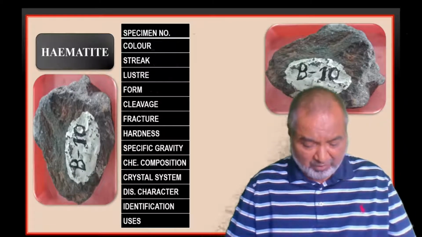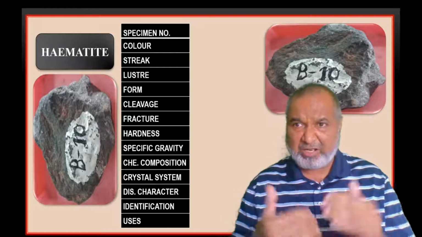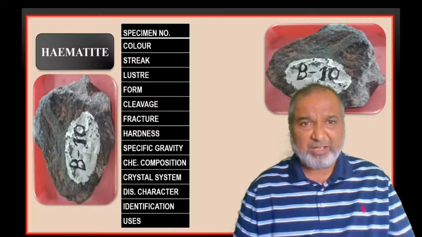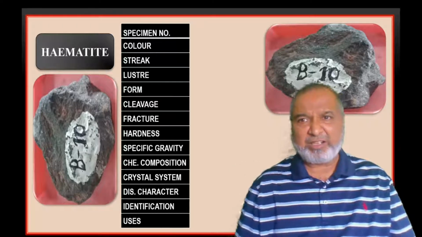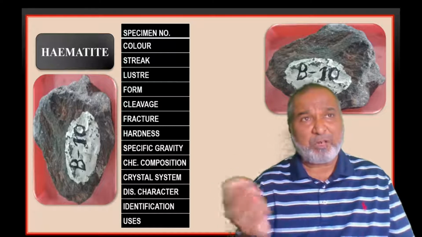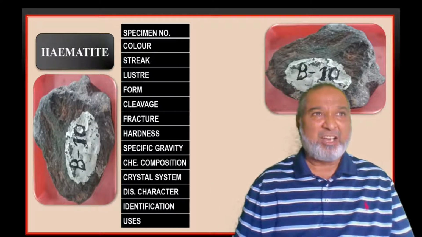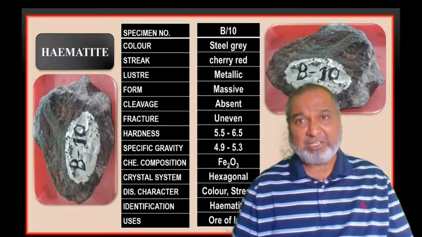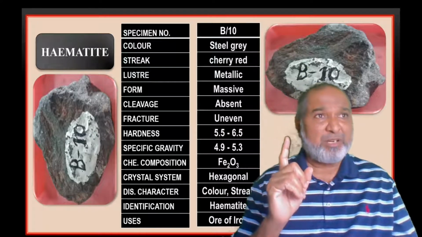Hematite is a very important mineral, where color and streak are different. Whatever color you see, it is gray or yellowish, reddish. But when you rub the mineral on the streak plate, you get a cherry red, dark brown streak. That is very interesting. Steel gray is there, and cherry red is the important streak.